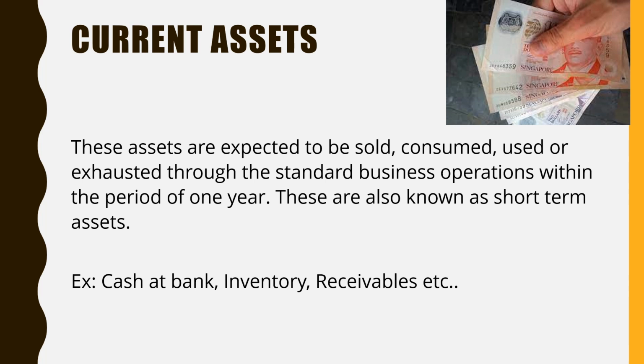The next important assets are current assets. From the name itself, we can understand that these are used currently in our business operations. Current assets are those assets which are expected to be sold, consumed, or used, or sometimes exhausted, through the normal or standard business operations within an accounting year. Generally, it's a period of 1 year.